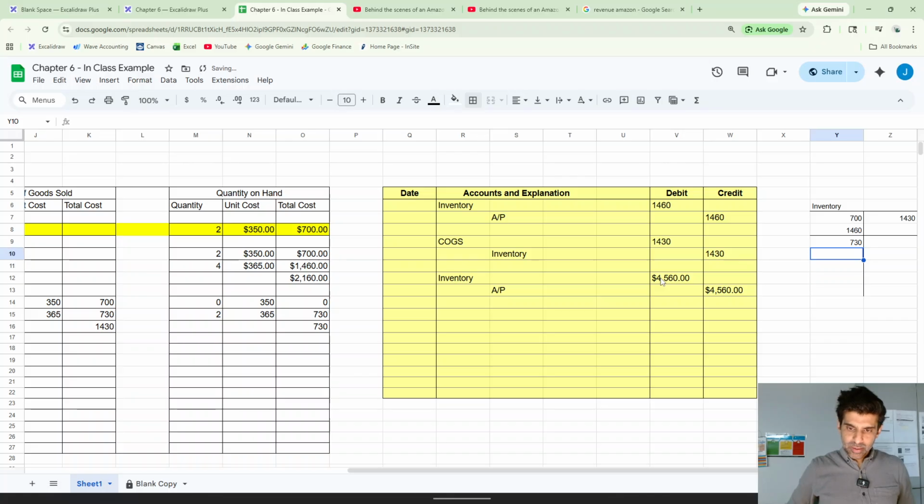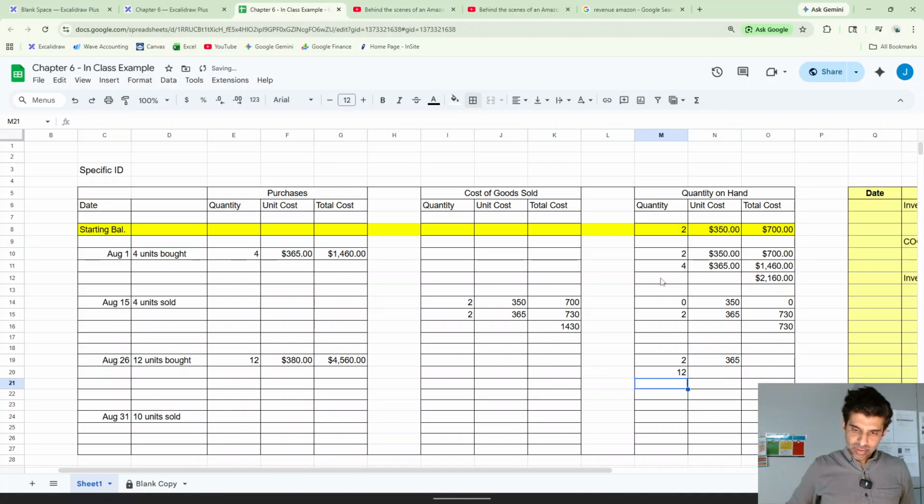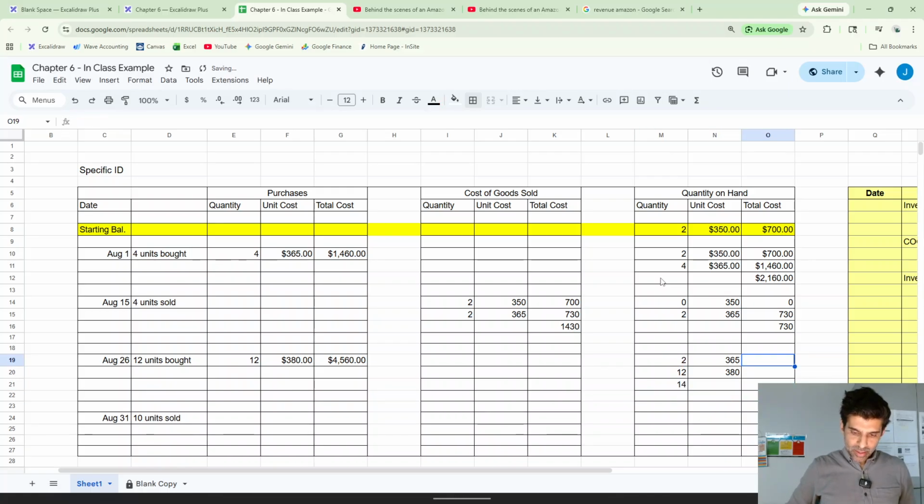Okay, so now 4, 6, 5, this. So that's the debit to inventory. And then in my detail, I have 2 units of 365 and then 12 units at 380. So total of 14 units, and the total value is 5,290.